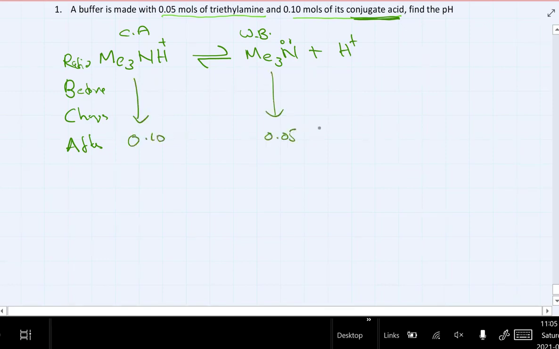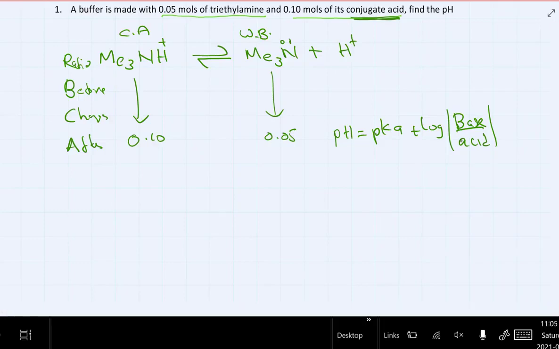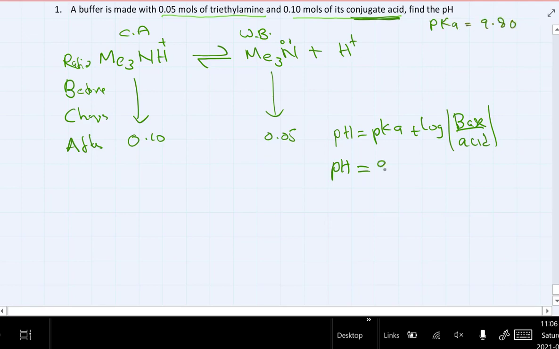I'm just going to jump to the very end because it's at equilibrium already. 0.10 moles for the conjugate acid, and the weak base is 0.05. Plug into the Henderson-Hasselbalch: pH is pKa plus log base over acid, right? Never change this one. The pKa should be given. I think he forgot. It's 9.8, just plug in that one.